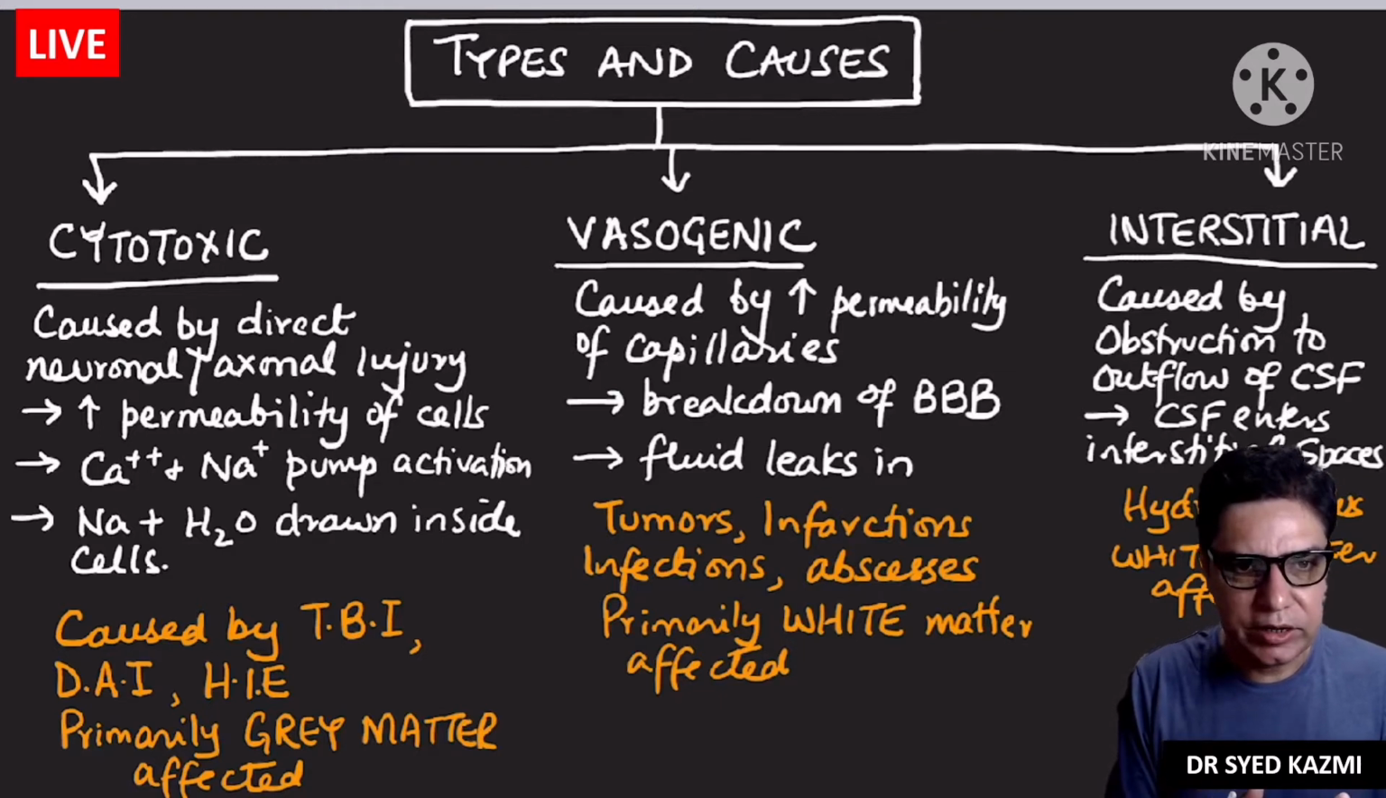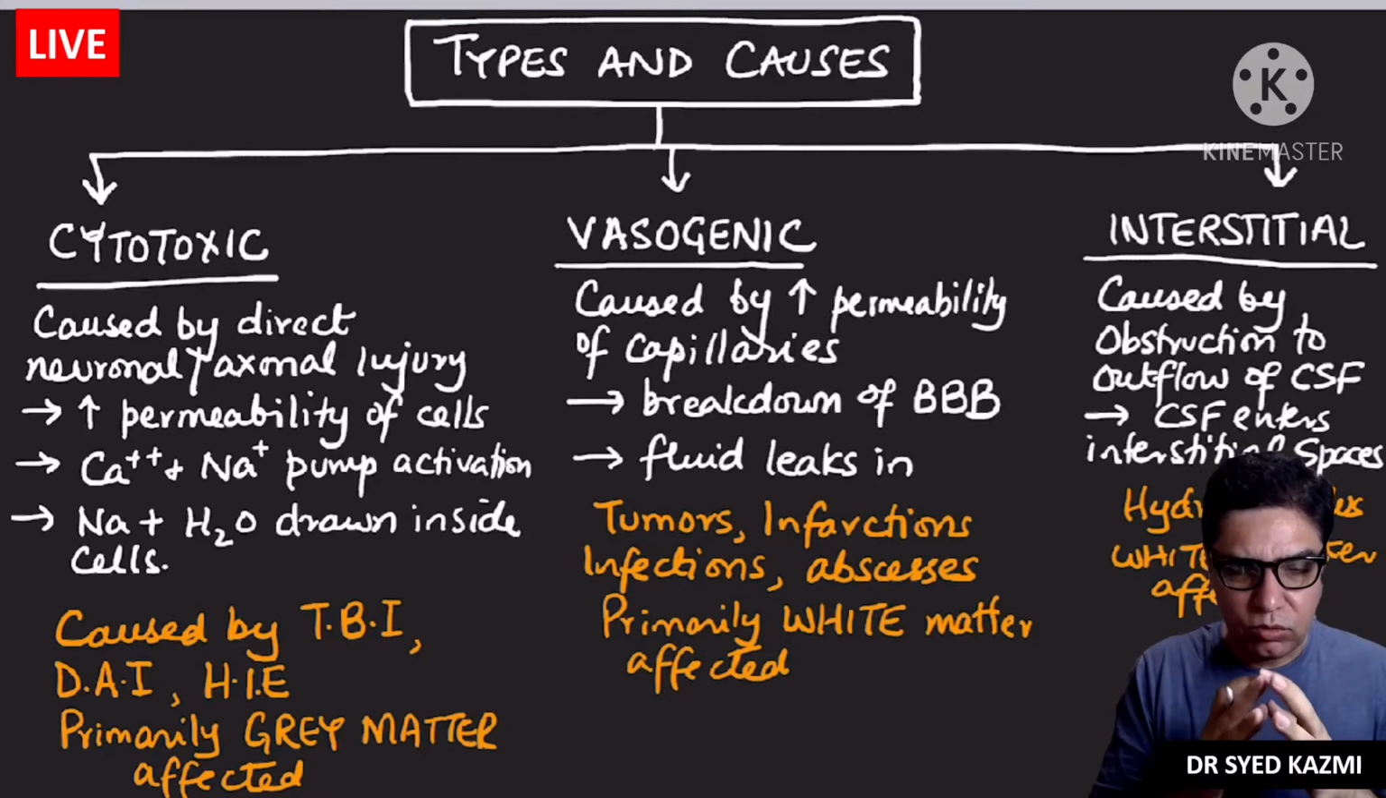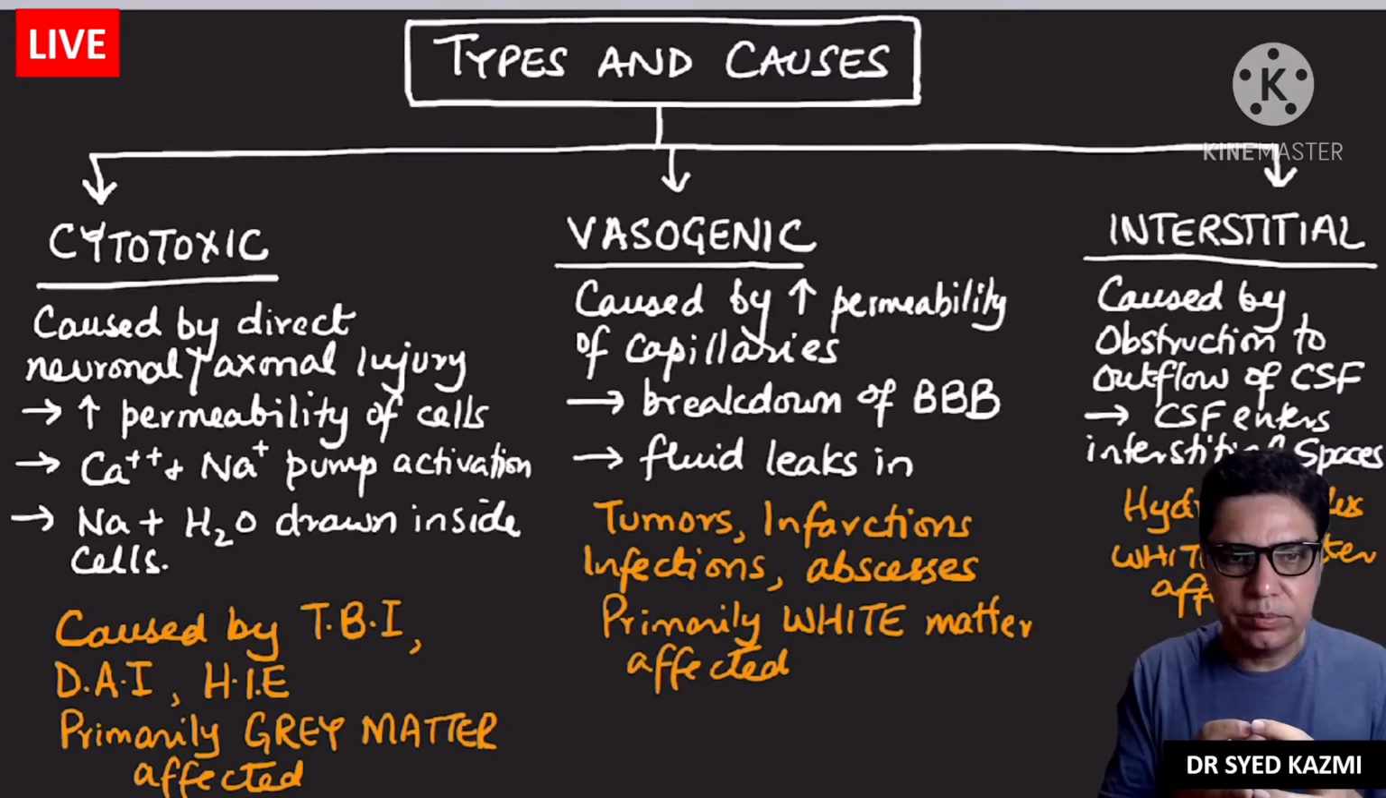So what happened? It could be traumatic brain injury. It could be a hypoxic ischemic encephalopathy or hypoxic ischemic insult in the early part of life. It could be diffuse axonal injury, again caused by blunt trauma to the brain. So whatever is the reason, the neurons' cell membrane permeability increases. How does it increase? There is a problem with the calcium and the sodium pump, so they just open up. When they open up, the sodium moves inside. When the sodium moves inside, it draws water with it.